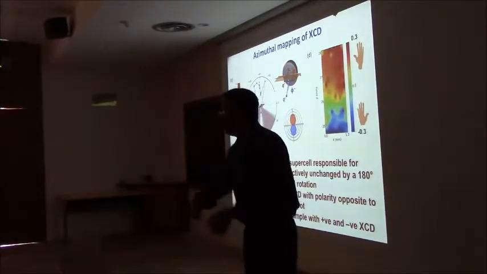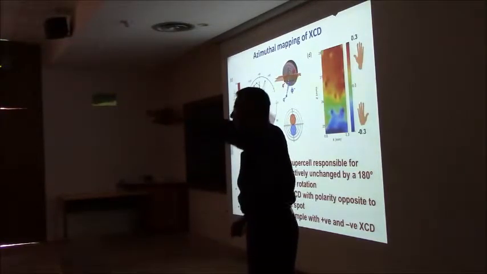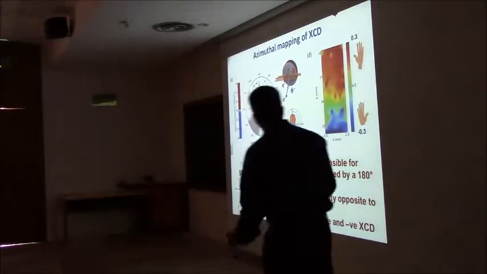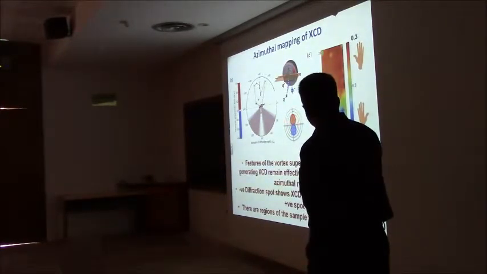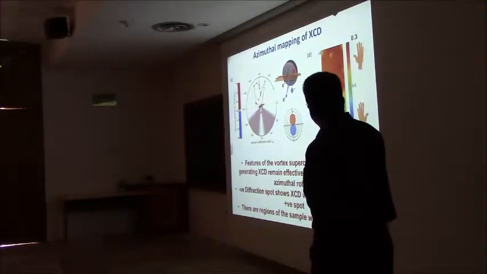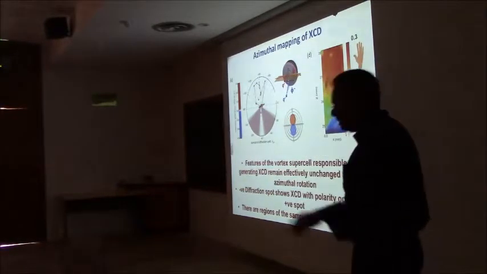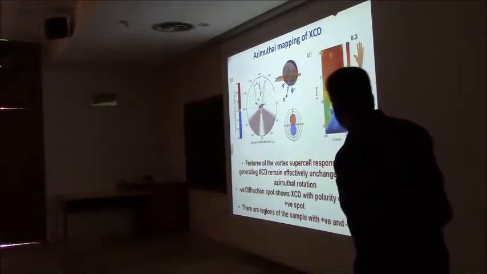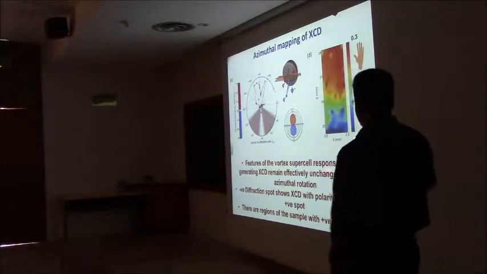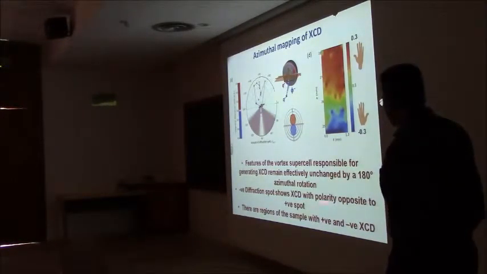We have done quite a bit of in-plane measurements. We have some limitations on the experiments, so we can't sample all of the space. But what I can tell you for sure is that it looks approximately like this. It has 2 lobes, and one of the lobes is shown here. The other one is kind of partial because the experimental setup is blocking it. So there are features of the vortex supercell which remain effectively unchanged by a 180 degrees rotation. That's this picture.